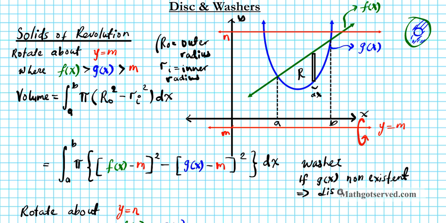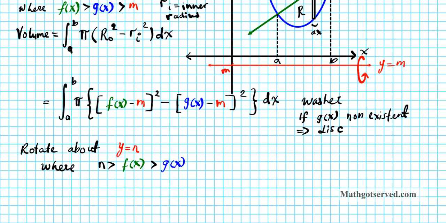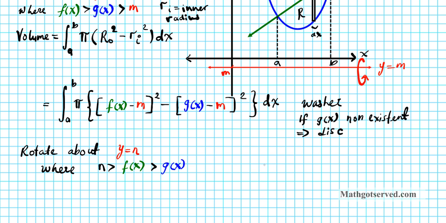What will happen if, what will be the expression of the volume when this region is rotated about this new axis with equation y equals n? It's going to be very similar. The only thing that's going to happen is that there's going to be a switch. The position of these two functions will switch around, and the order of the expressions in there will also switch around. Okay, so let's write down the formula first, and then see if we can get a conceptual understanding as to why it is the way it is.